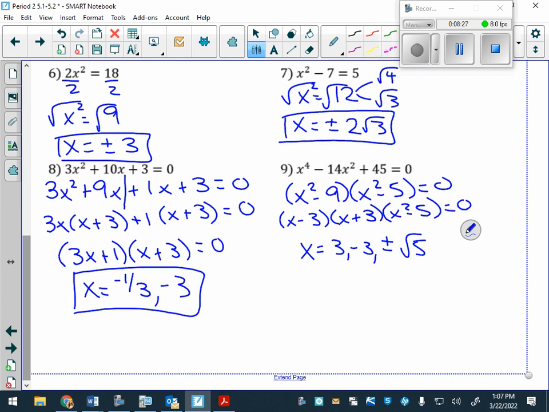Okay, and how many solutions do we have in that last one? Go ahead, Edison. 4. What's our degree? 4. Okay, so in this case, we have all 4 solutions that are shown on the graph. When we get into some solving today, we might have an exponent that's to the 6th, but we only see 2 actual solutions.